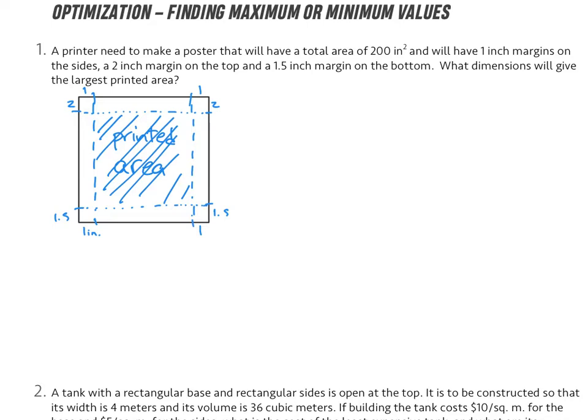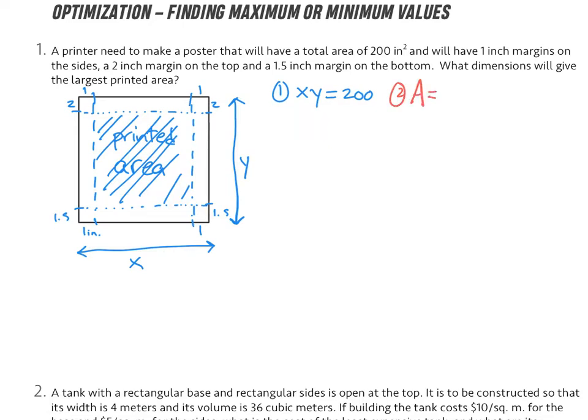It's a rectangular poster. We don't want to assume it's a square. So we need to label these dimensions. Let's call the length of the bottom x, and then we'll look at the length of the height as y. And now we can state one relationship. X times y equals 200. What's another relationship that we can find between these values and numbers? That would be the printed area. The printed area is also a rectangle, and we want to maximize its area.